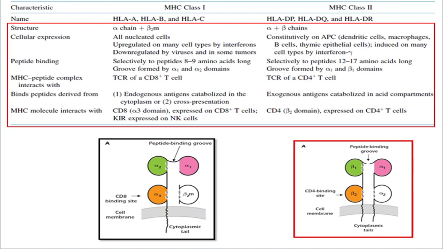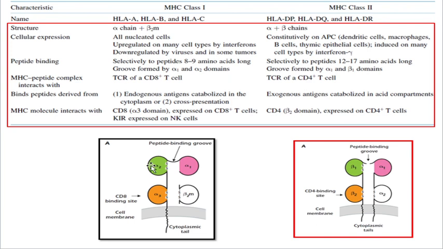Regarding the structure of MHC class 1, they have an alpha chain and beta 2 microglobulin, and regarding MHC class 2, they have an alpha chain and beta chain. Regarding peptide binding, MHC class 1 processes endogenous antigen and MHC class 2 processes exogenous antigen. The peptide binding groove in MHC class 1 is formed by the alpha 1 subunit and alpha 2 subunit, whereas in MHC class 2 the peptide binding groove is formed by the alpha 1 subunit and beta 1 subunit.